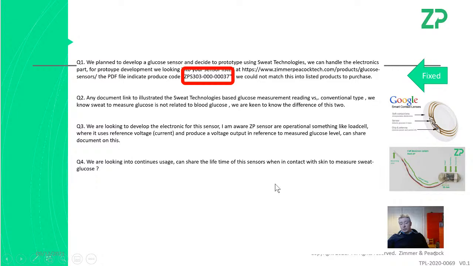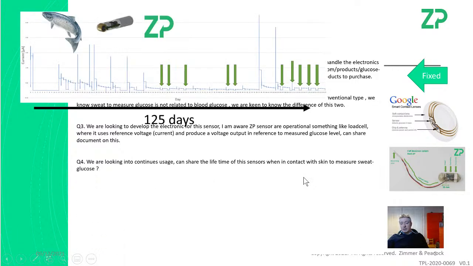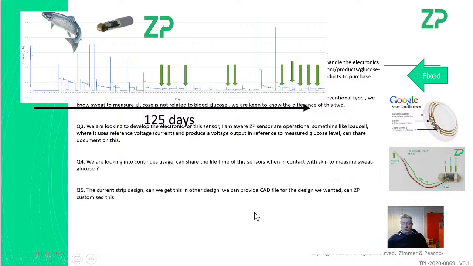He's asking here, what's the shelf life of the sensor? It's a slightly different answer here, but these sensors should last 18 months on the shelf. In continuous usage, we've been using these sensors for over 125 days, so they're pretty robust. Nick asks if they send us a CAD design, will we do a custom manufacture of it? We will.